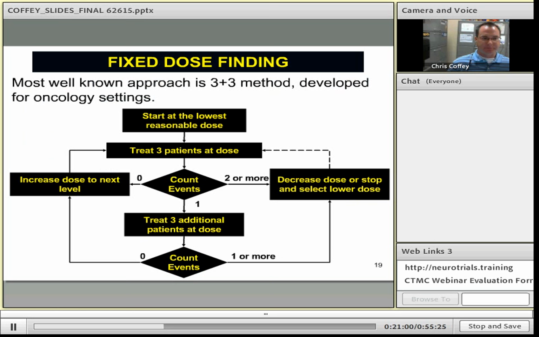Next slide. The most well-known approach for doing this is what's known as the 3+3. I think many of you are probably familiar with this. It's a popular design for a variety of reasons. One, it's relatively straightforward. You don't really need a statistician on board to implement it. It's pretty intuitive. You just treat three subjects at a dose. Depending on whether you have 0, 1, 2, or 3 who have a DLT determines how you progress up in the paradigm. And you can see the schematic of how it flows here. Because of that, it's really popular. This developed out of oncology, used a lot there. It's bled over into neurology in the last probably 10 or 15 years.